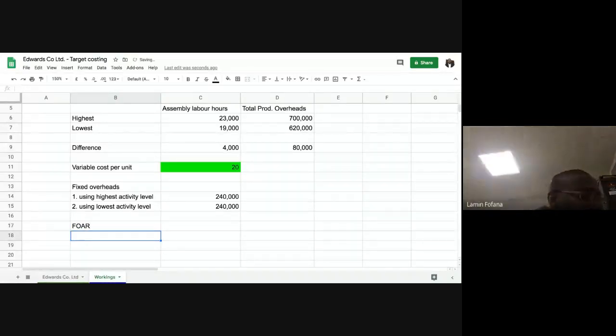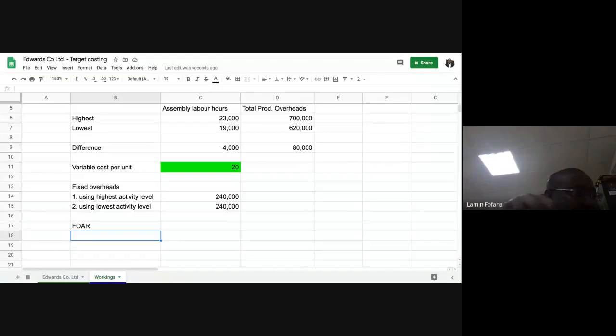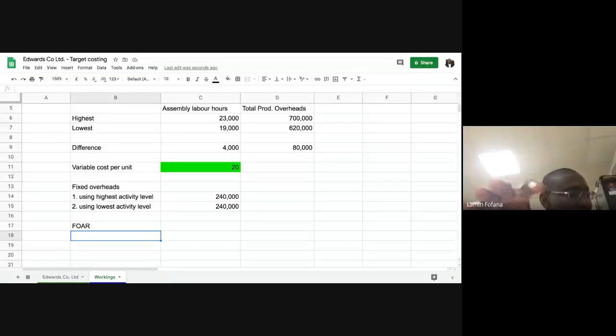When you look at the question, the very last sentence before the requirement says fixed production overheads are absorbed on an assembly hour basis based on normal annual activity levels. Take note, based on normal annual. And this fixed overhead we have calculated is a monthly one, because we are doing it month by month. Look at it, 240, it can never be an annual one, never.